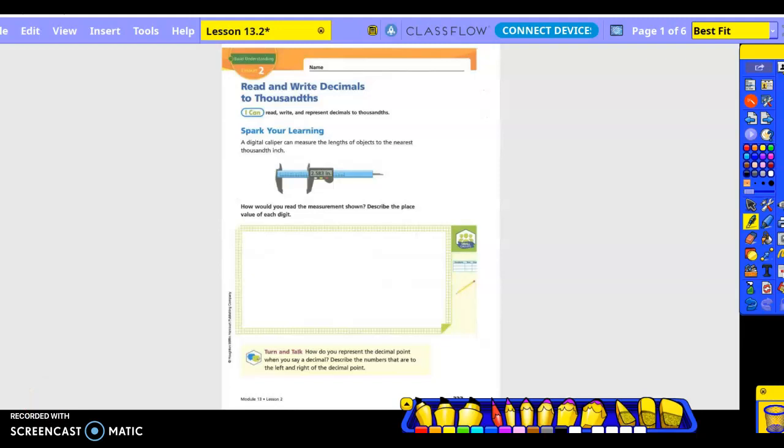Read into Math Lesson 13.2. Read and write decimals to thousands. I can read, write, and represent decimals to thousands.